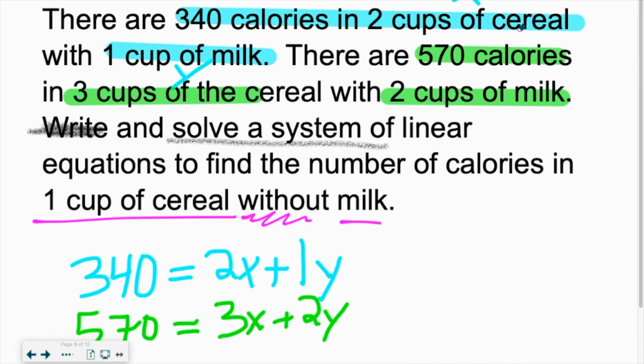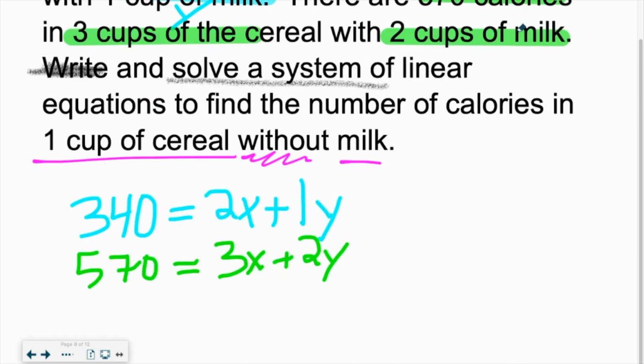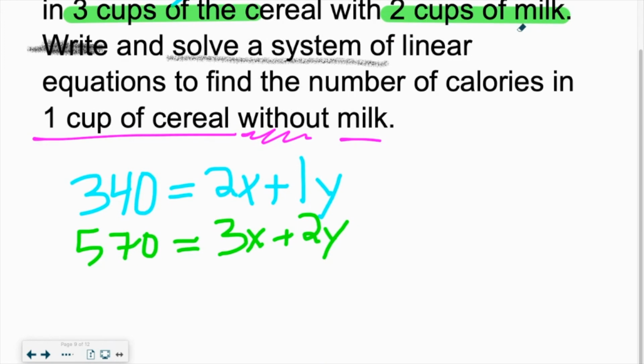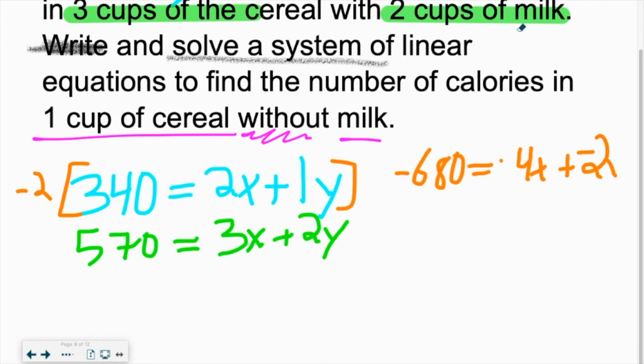Since today we're using elimination, I will do just that. We'll need to multiply each equation by a separate number to get to a spot where we can eliminate things, or maybe just one of them if we pick it that way. So I'm going to pick this first equation, and I'm going to multiply it by a negative 2, because then that gives me a negative 680 equals a negative 4x plus a negative 2y.